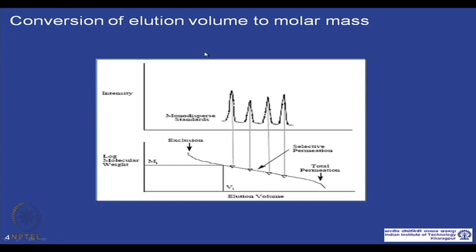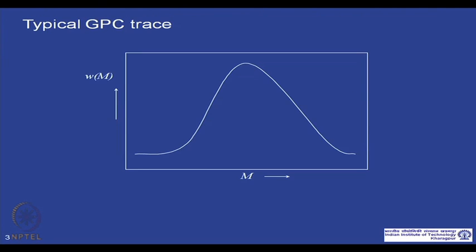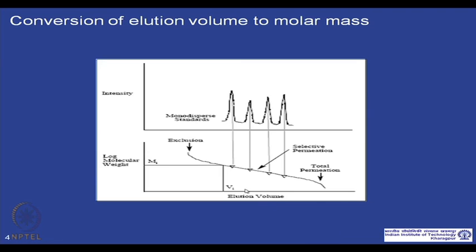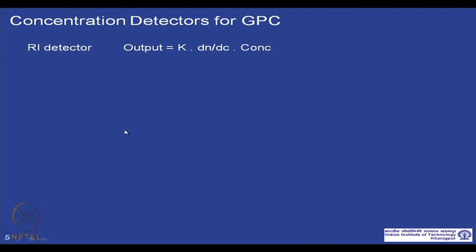So, we can remember what the purpose was. We were trying to convert this raw data to weight fraction distribution, plotting weight fraction versus molecular weight. Now, from the calibration curve we can convert the elution volume to molecular weight. Now, what about the detection signal?